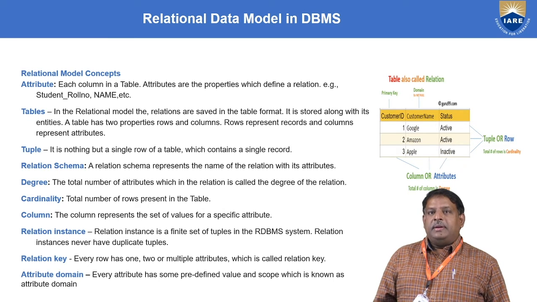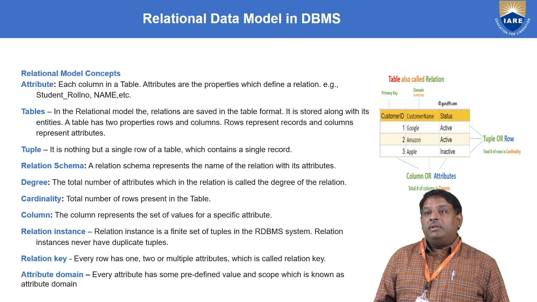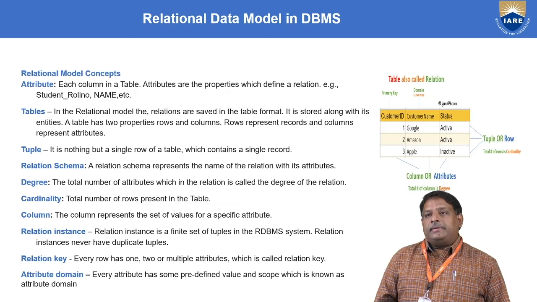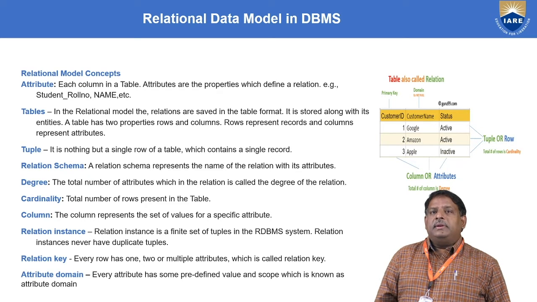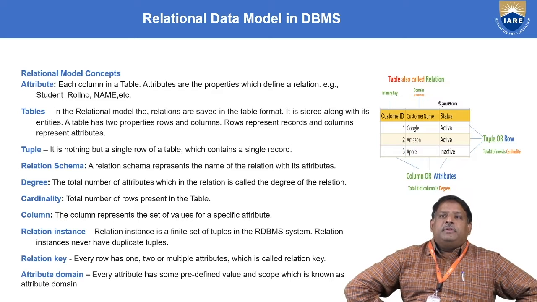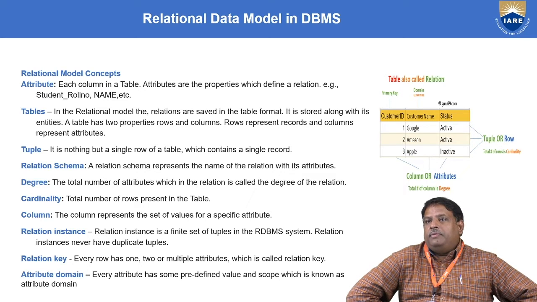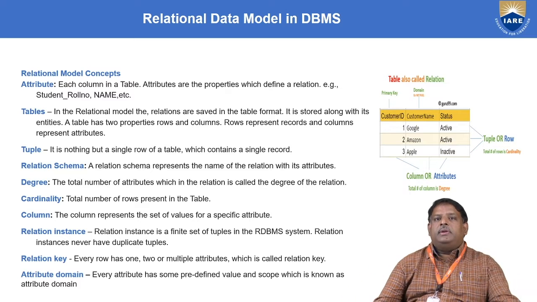Customer is a relation. What are the various attributes which customer will have? Customer ID, customer name, status, and so on. So these attributes are the properties which define a relation. Similarly for student: roll number, name, email. We have finished attribute. Now let us see what is a table.